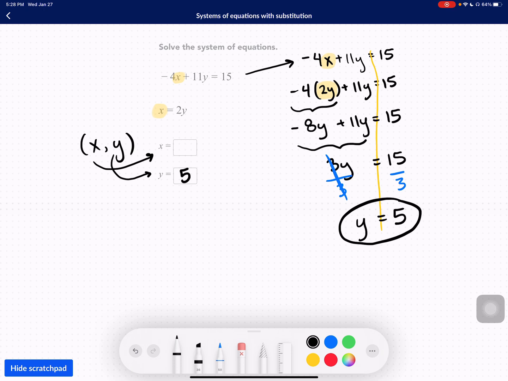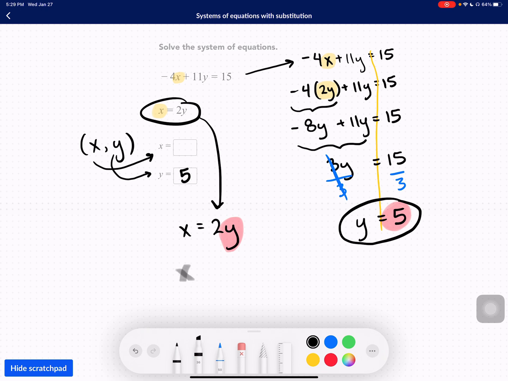Now that we know this, we have to solve for x. We can plug y equals 5 in for y in either of these equations up here. But you want to look at it and see which one would be the easiest one to plug 5 into for y to solve for x. Well, this bottom one here already has x by itself. This equation is x equals 2y. So we could just take y, which equals 5, and substitute in 5 for this y.